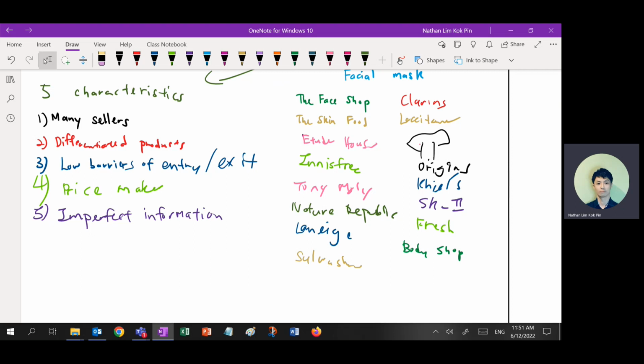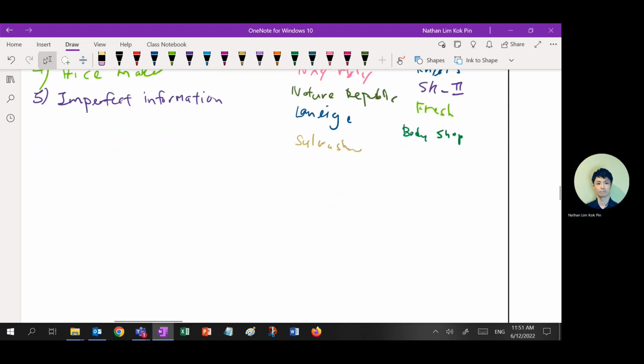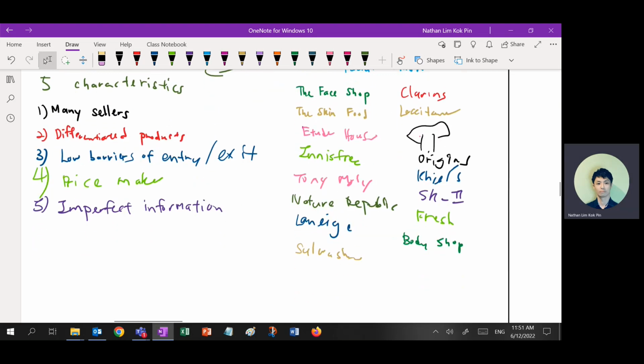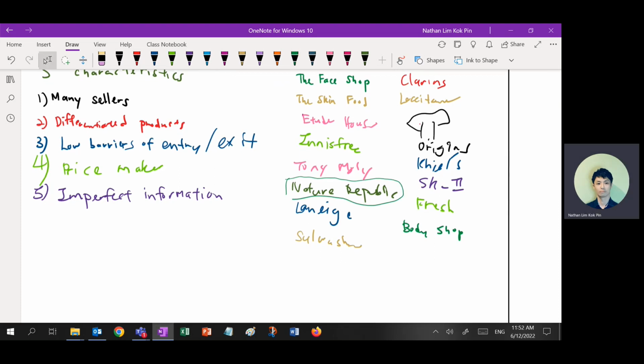Can the fish shop stop the skin food from entering? Can the skin food stop Etude House from entering the market or not? Cannot, right? What about leaving the market? For example, Natural Republic left the market. Very easy to leave. Natural Republic already left the Malaysia market because no one wanted to buy their aloe vera soft gel. Their flagship one is aloe vera. That was how they differentiated.